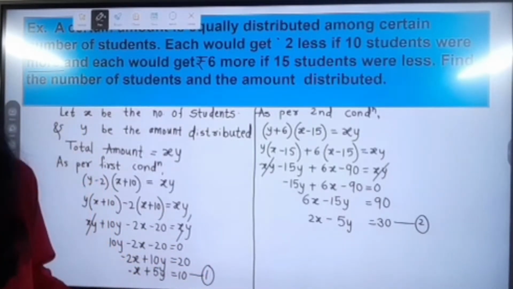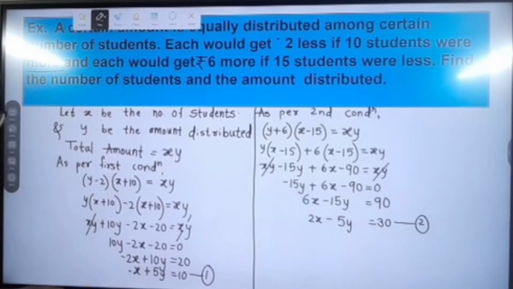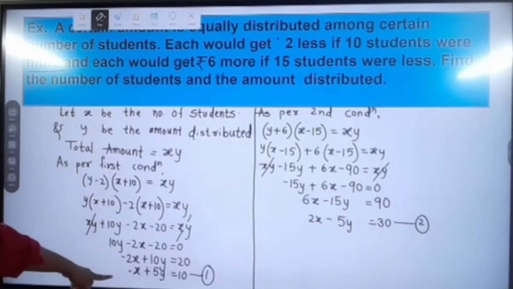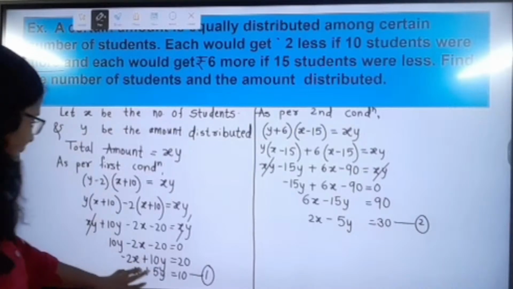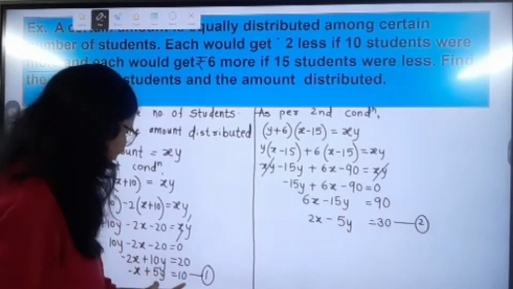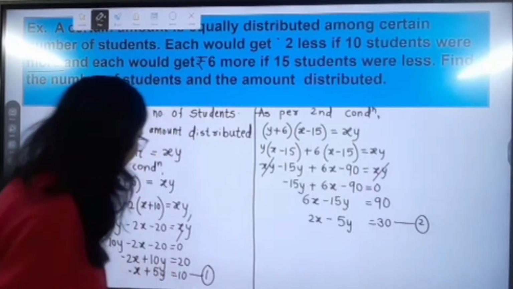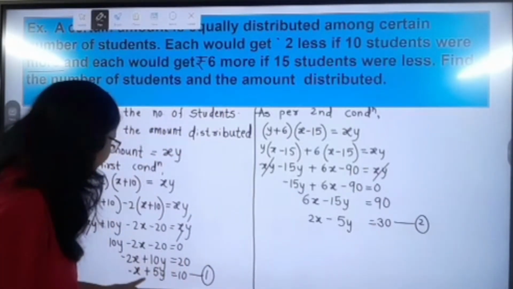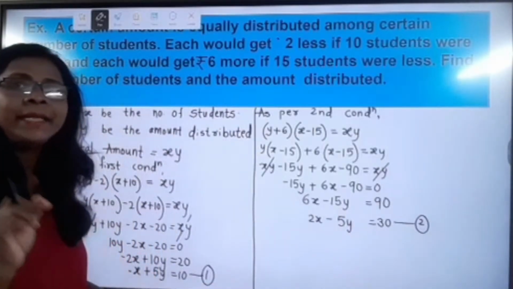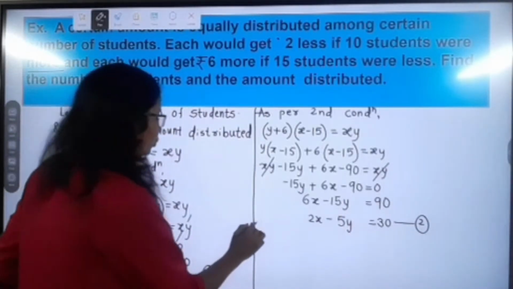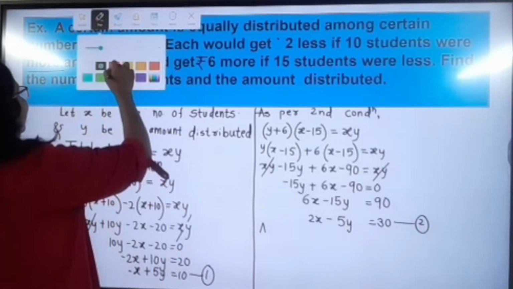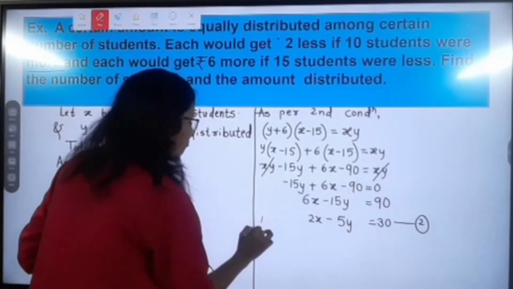First we check: minus x plus 5y is equal to 10. I think it is right. So this is the first equation, this is the second equation, and here we see positive 5y and negative 5y. So here we are adding equations 1 and 2. Further we write down adding equations 1 and 2.